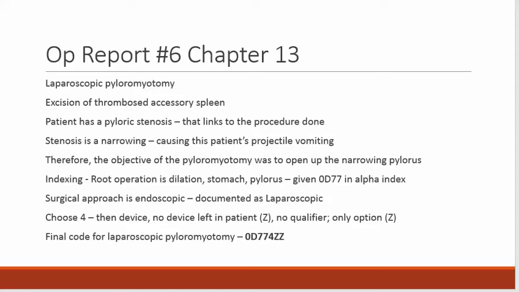And then they checked it by putting air through the stomach. It says 40 cc's of air was inflated into the stomach. This revealed no evidence of a mucosal perforation. The stomach was then decompressed. So after they opened it using the pyloric spreader, they checked that the area was wider. And that equates to no device and no qualifier. The final code for the laparoscopic pyloromyotomy is 0D774ZZ.